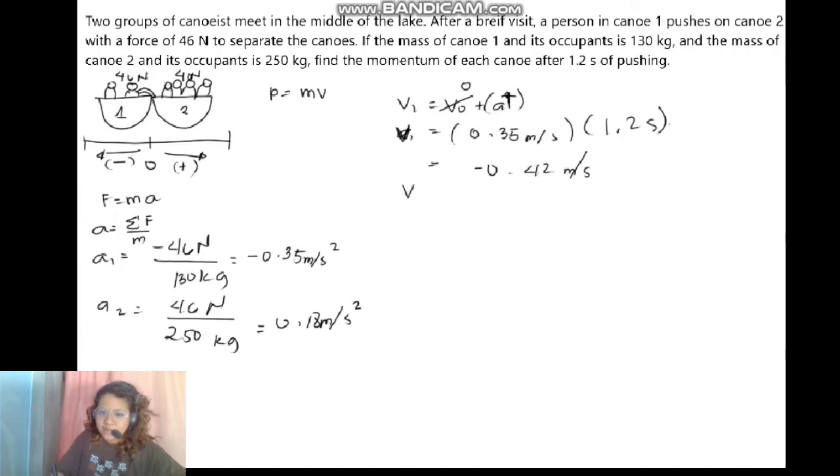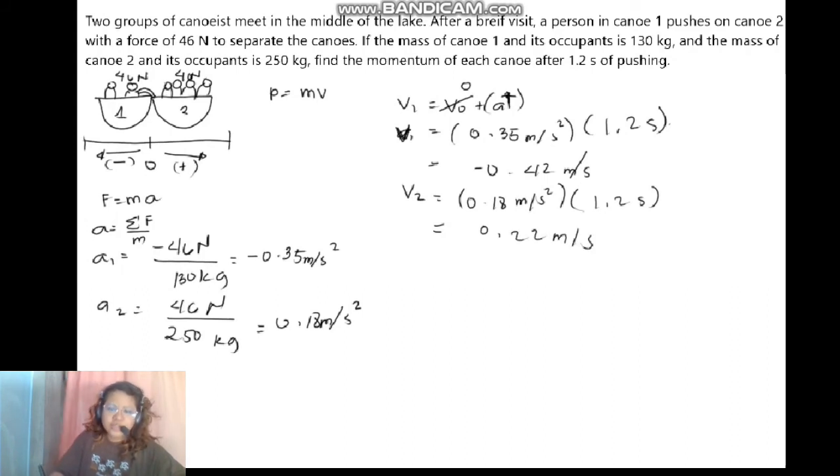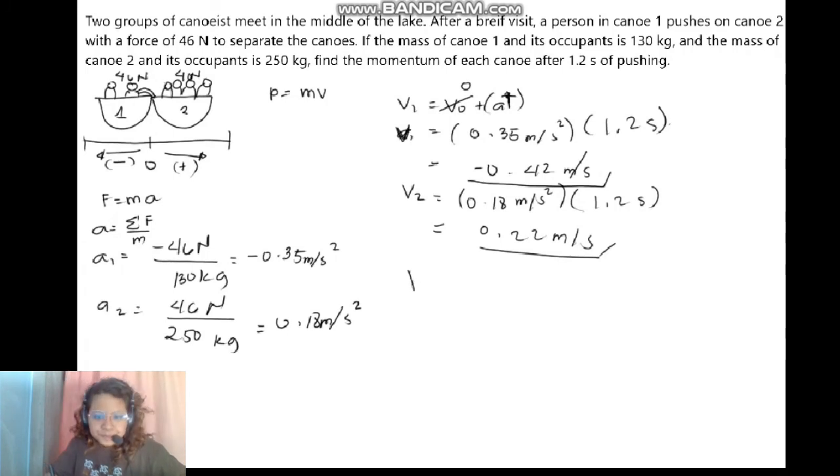And we're gonna do the same for canoe 2. Since wala naman tayo initial velocity, we can simply cancel it out. Tapos direkta na tayo sa acceleration times time, which is 0.18 meters per second squared multiplied by 1.2 seconds, and that is 0.22 meters per second. We now have both of their velocities, and now we can simply solve for the momentum.